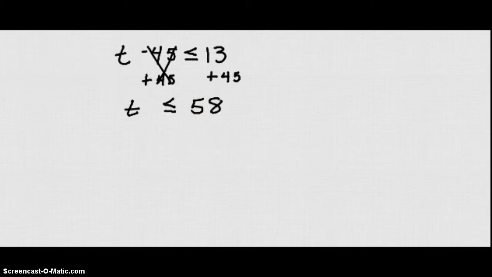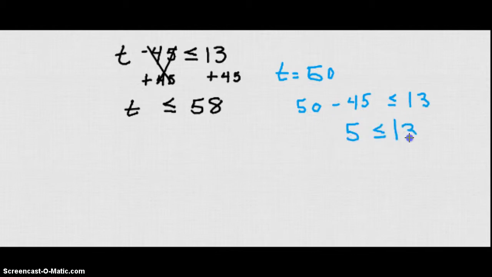meaning that all numbers less than or equal to 58 are going to work for that inequality. Just to make sure that holds true, let's try a number less than or equal to 58. Let's try 50. Does 50 work? We have 50 for t minus 45. Is that less than or equal to 13? Well, 50 minus 45 is 5, and that indeed is less than 13, so it holds true. Any number less than or equal to 58 is going to give me a correct solution for that inequality.